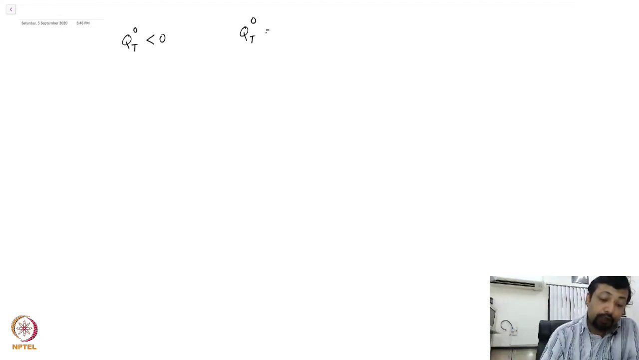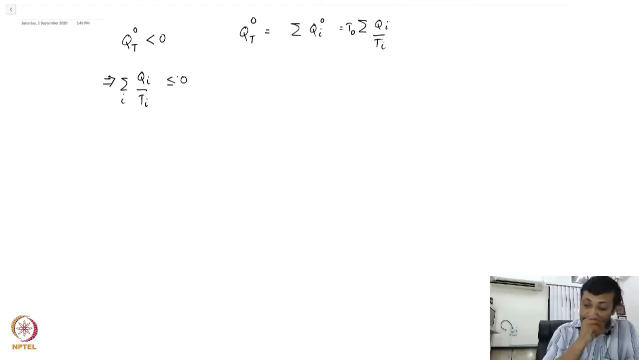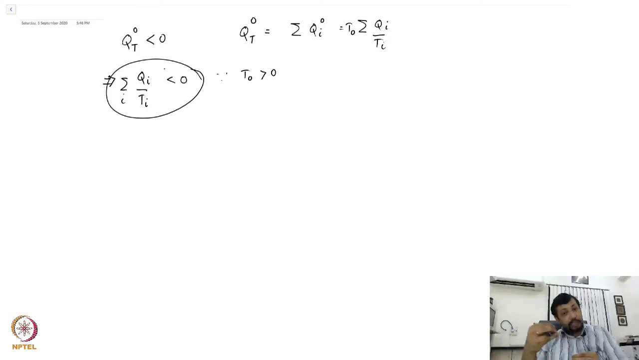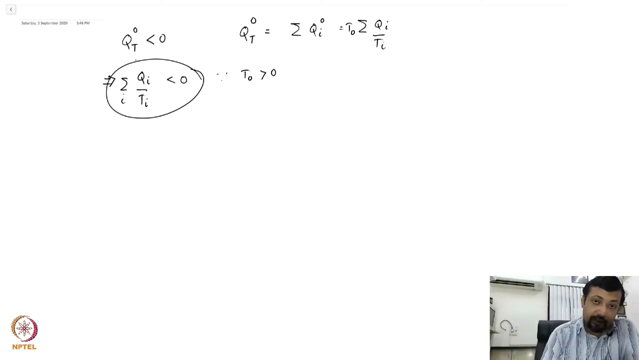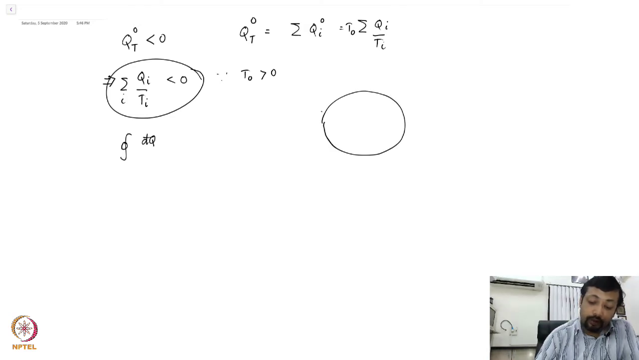But what is Qt0? Qt0 is sum over Qi0, which is sum over T0 Qi over Ti. This implies that the sum over i of Qi over Ti must be less than or equal to 0. In this particular case, it must be just less than 0, but we'll combine them, right? Since T0 is a positive quantity. Once you have this relation, you can imagine that all these heats are now infinitesimal heats. Therefore, I can write it in the more general case where I have the system and the heat transfers are infinitesimal, happening at different temperatures, so I can generalize this as less than 0.